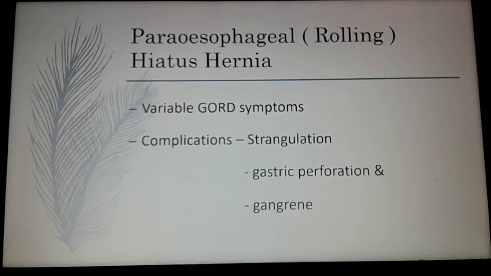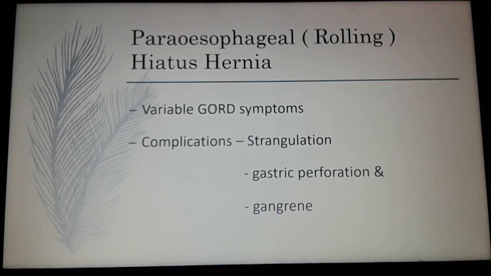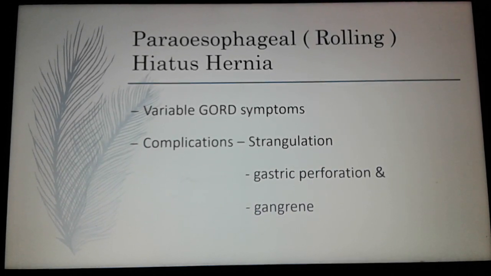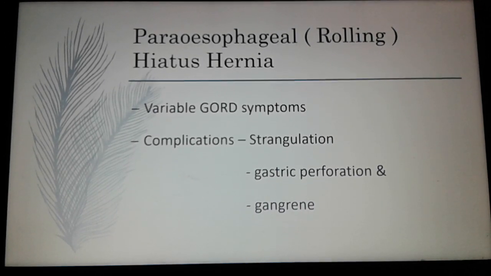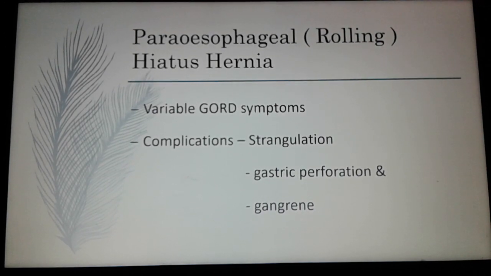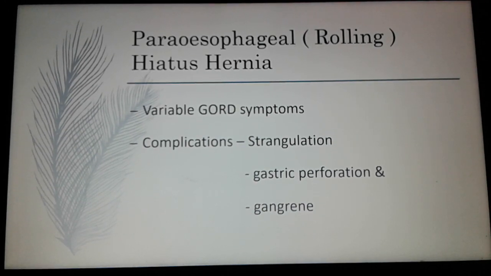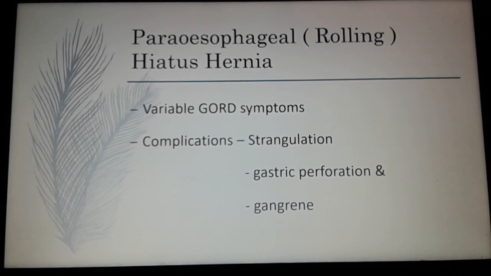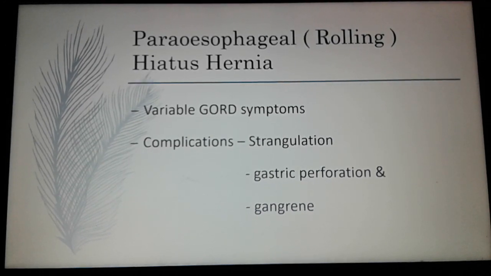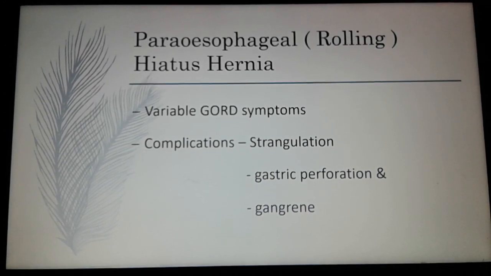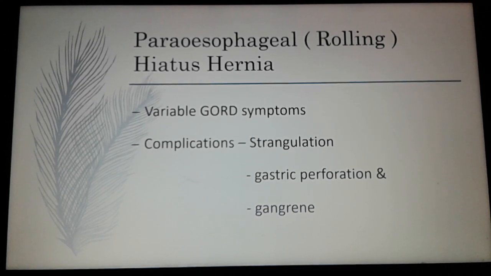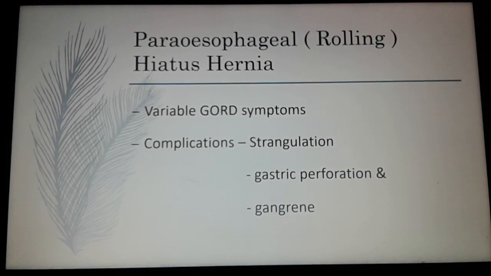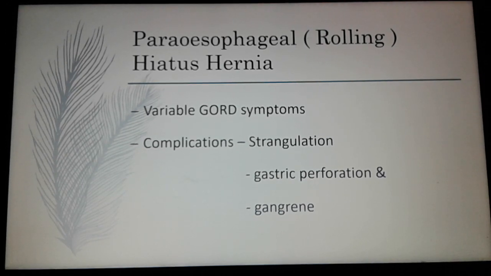These patients may present with various gastroesophageal reflux disease symptoms, which we have already discussed. And if the patient is presenting with a complication associated with this rolling type hiatus hernia, the complications could be strangulation of the contained organ, gastric perforation features, mediastinitis, gangrene, features of septicemia. All these can be seen as a complicated case.